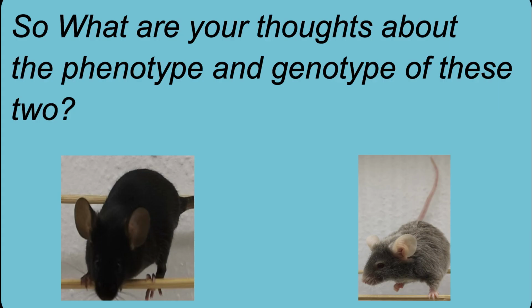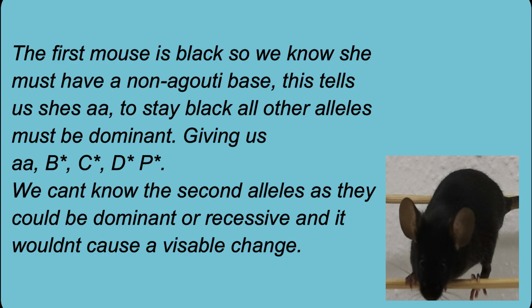A quick look at our phenotype and genotype quiz. We'll start with the black mouse. So because it's black, we know that it's going to be non-agouti based, and then because it has that black colour, we know all other alleles are going to be dominant. We only know that it's going to be carrying 1 copy of those dominant on the other loci, so it could well be carrier for something more interesting.